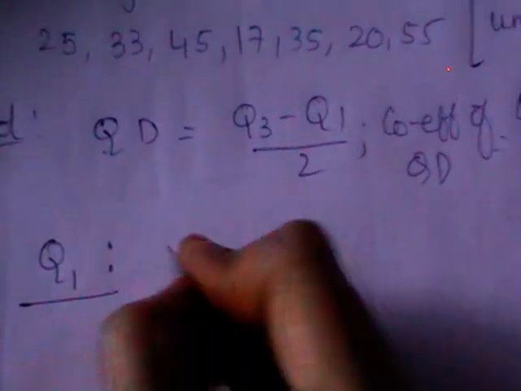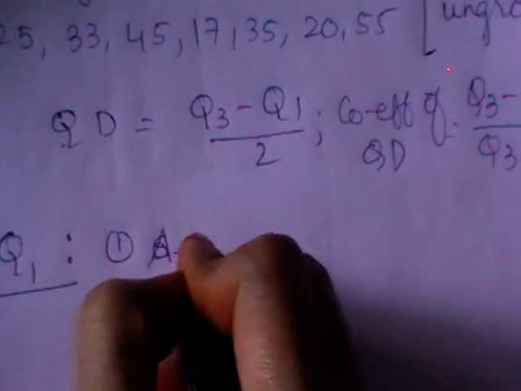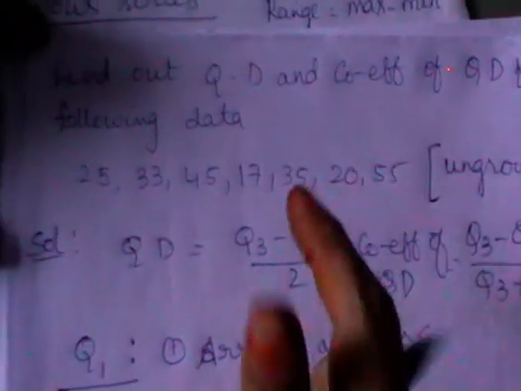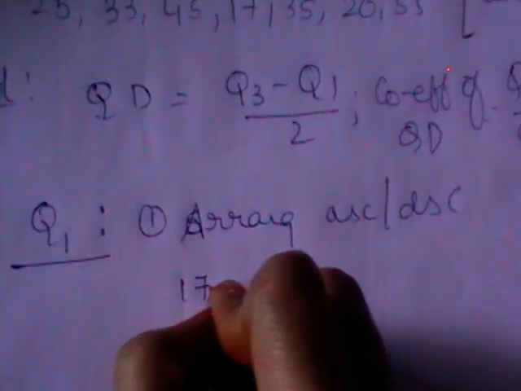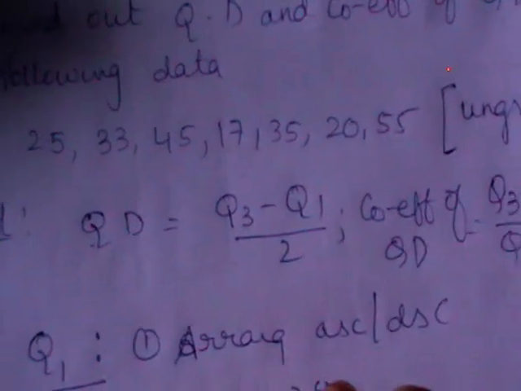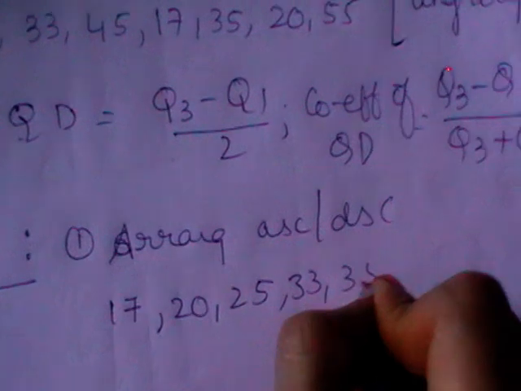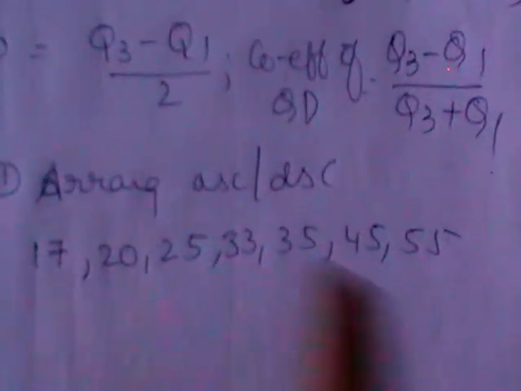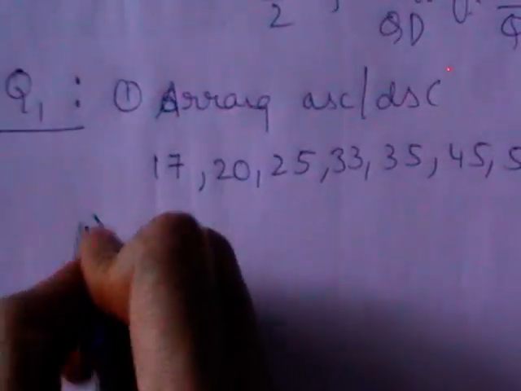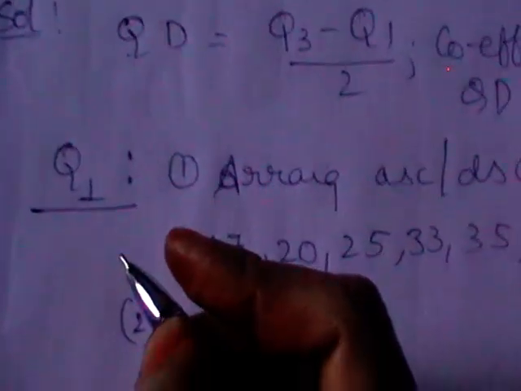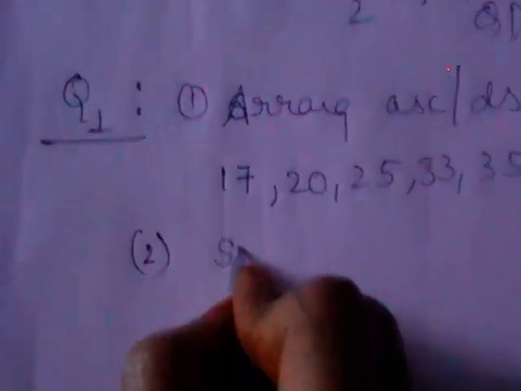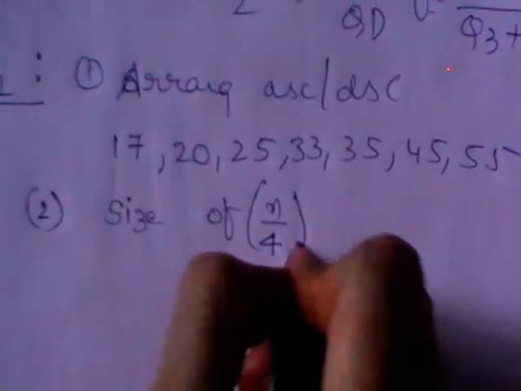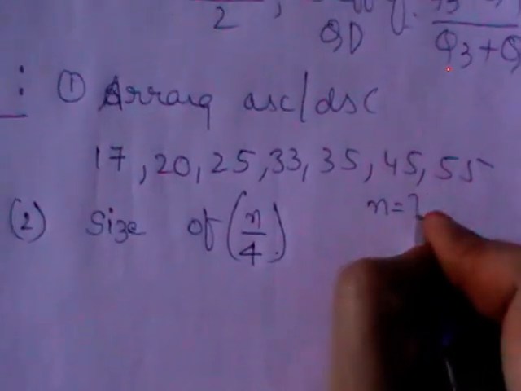For the calculation of Q1, what is the first step? Arrange the given observations in ascending or descending order: 17 is the smallest, then 20, 25, 33, 35, 45, and so on. Arrange the data in order. The second step: Q1 means the first quartile, so you should consider the size of n by 4. What is n here? The number of observations is 7.